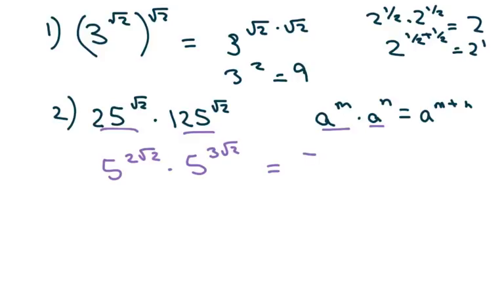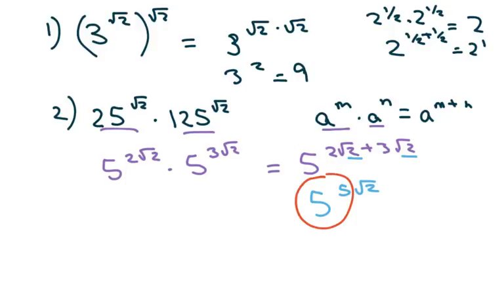So this is going to be 5 to the 2 square root of 2 plus 3 square root of 2. Since these two are the same, I can go ahead and write this as 5. There's 5 of these, so that's 5 to the square root of 2. Alright, or you could go ahead and multiply that out, and that would be 3,125 to the square root of 2. I prefer it this way, but that's fine.